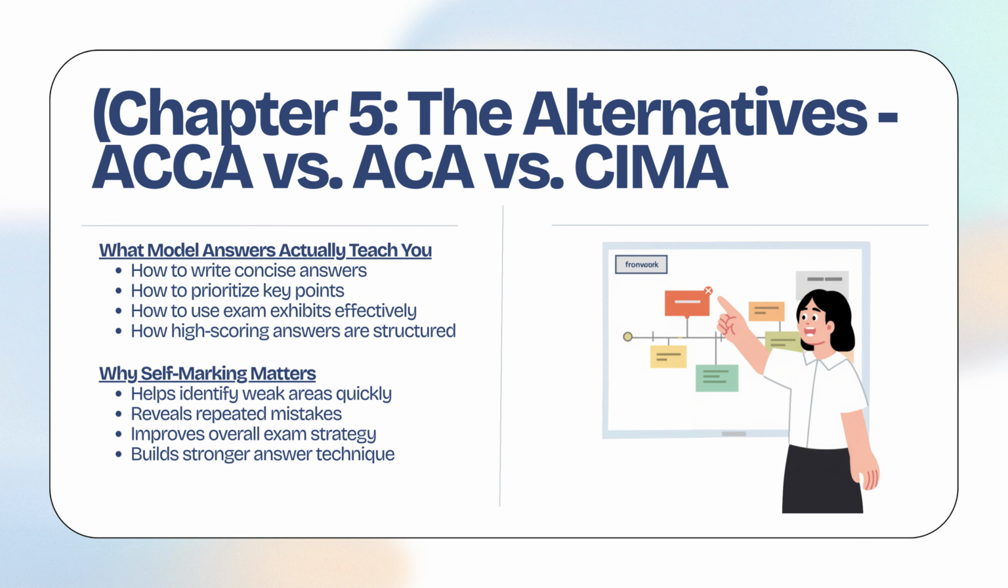Finally, use all of this to perfect your exam technique. Model answers teach you how to be concise, how to prioritize the most important points, and how to use information from the exam exhibits effectively. Actively self-marking your work lets you identify where you went wrong, build better exam techniques, and refine your overall strategy. This creates a powerful revision loop. You attempt a question, you mark it against the official guide, you note your mistakes, you revise that topic, and then you try a similar question later. This is one of the most effective ways to improve your performance and build the confidence you need to walk into that exam hall ready to pass.